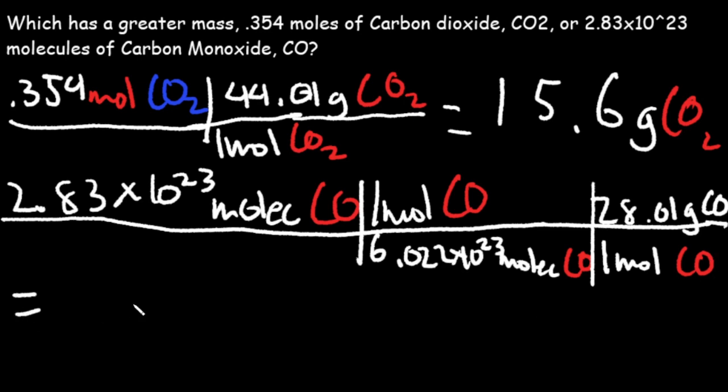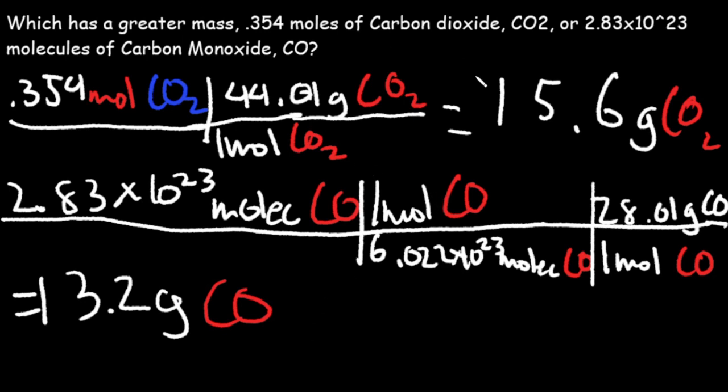Right here we get 2.83 times 10 to the 23rd, and we'll get 13.2 grams of carbon monoxide. So right here carbon dioxide has a greater mass. So yeah.